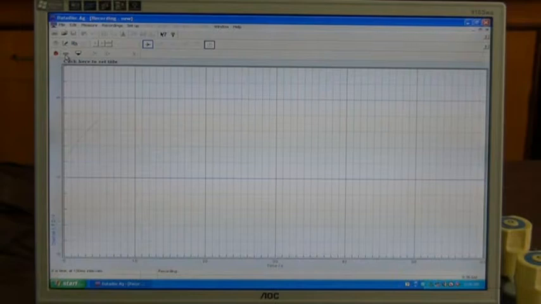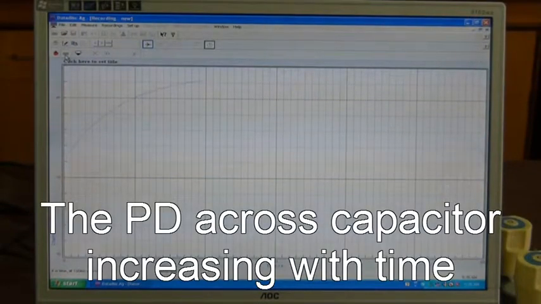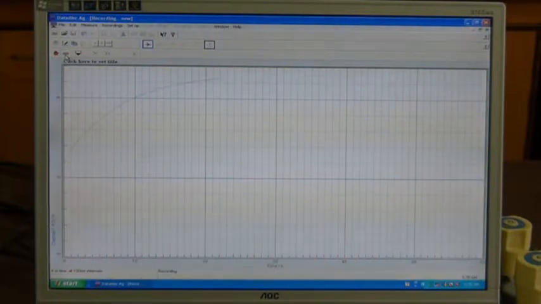We immediately observe that the graph is being plotted in real time as the computer is taking measurements every 100 milliseconds and it continues to take readings for a minute. We observe that the PD is increasing with time until it tends to a maximum voltage across the plates of the capacitor.